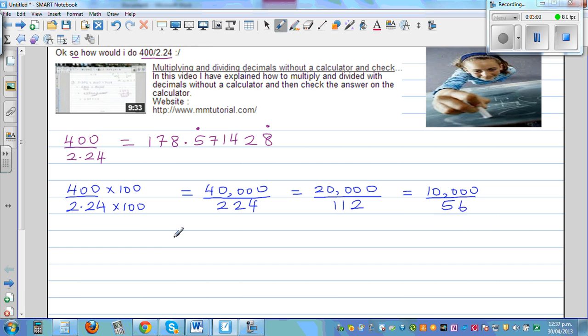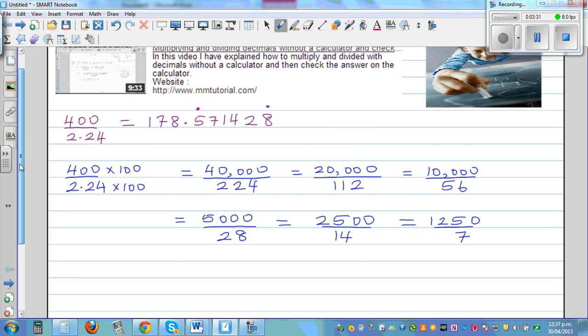Again, I'm going to halve it, so this is 5,000. Half of 50 is 25, and half of 6 is 3, so 25 plus 3 is 28. Then again, halve it, which is 2,500 divided by 14, and this is 1,250 divided by 7. So from here, you can do the long division.